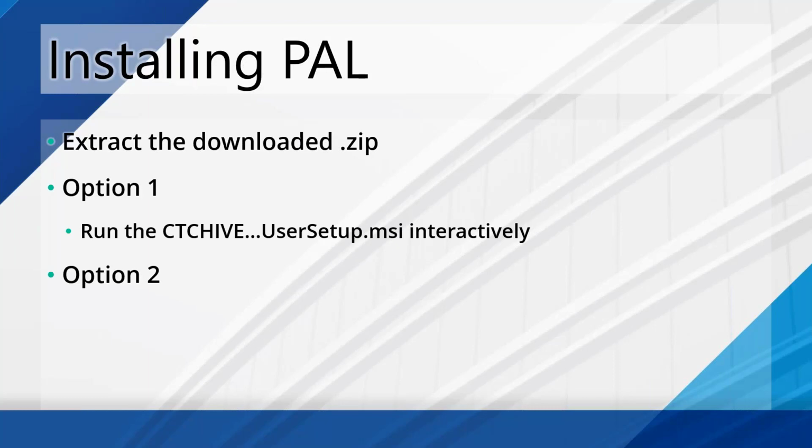There is a second option, and the one that I'm going to use today, because I don't actually have this installed right now. I'm going to be installing this live. I'm going to run the CTC HIVE, in my case the single user setup, because I have all single user tools on my computer. I'm going to run this silently. I'm going to show you how to configure a script so you can run this silently.